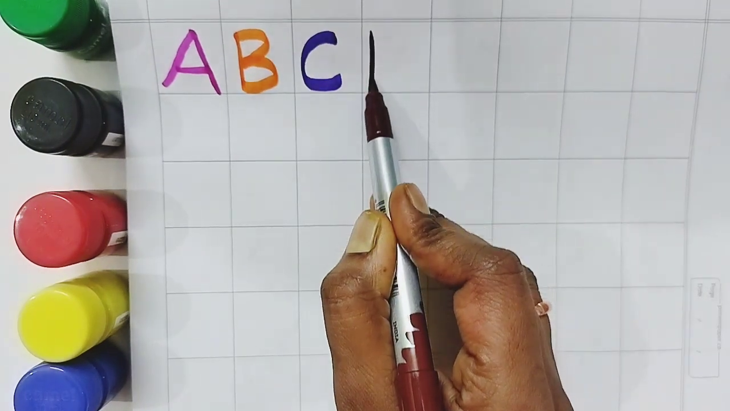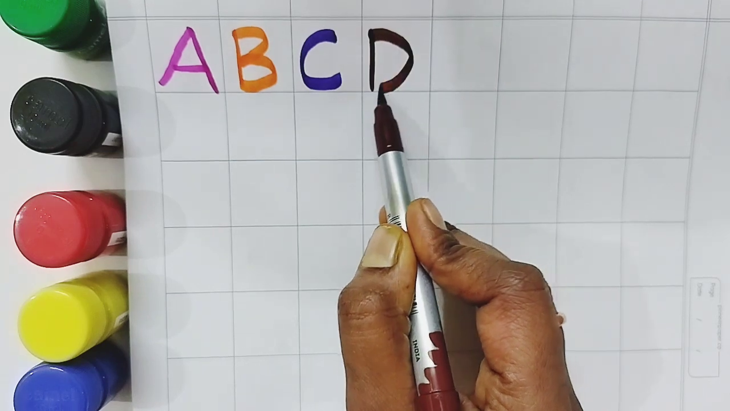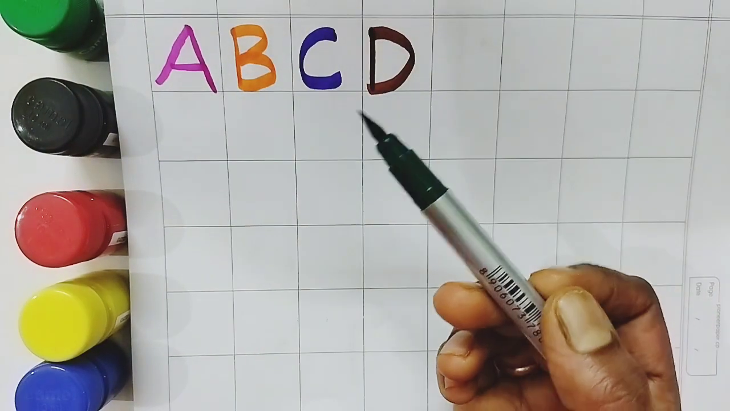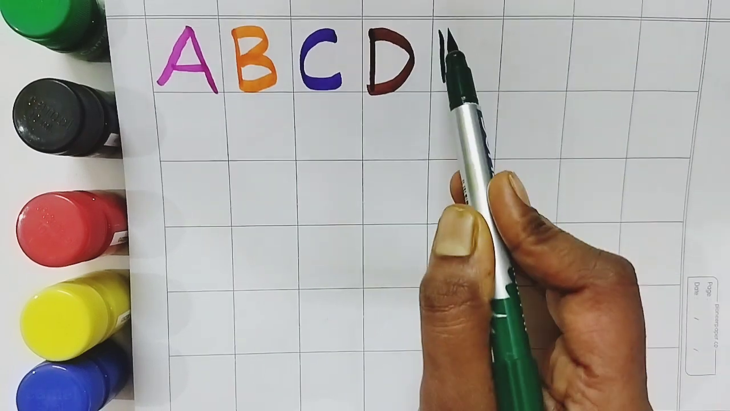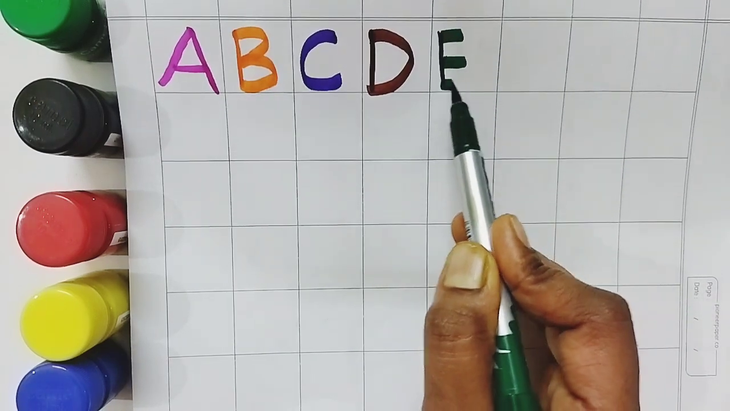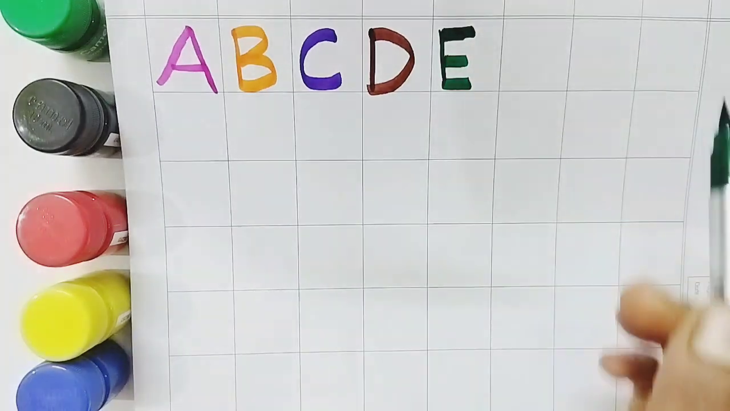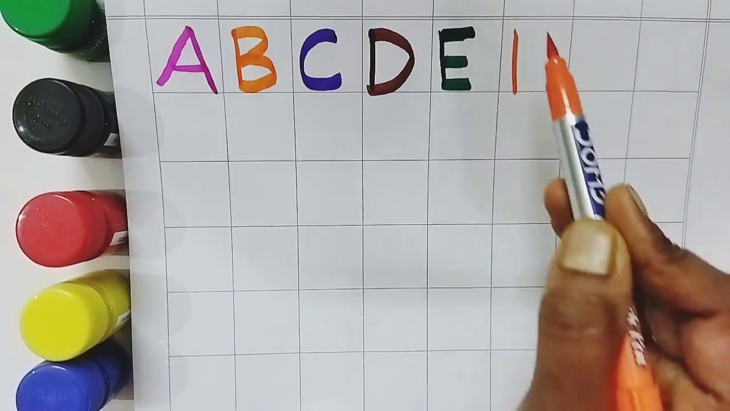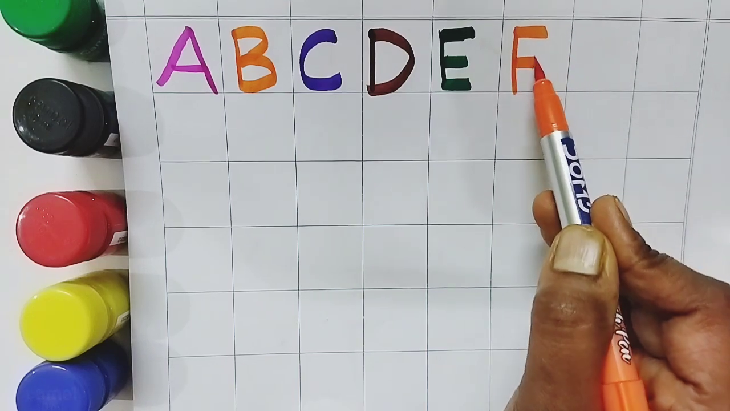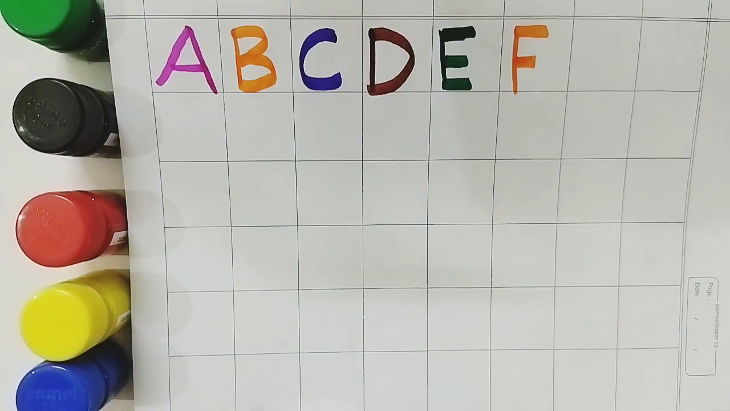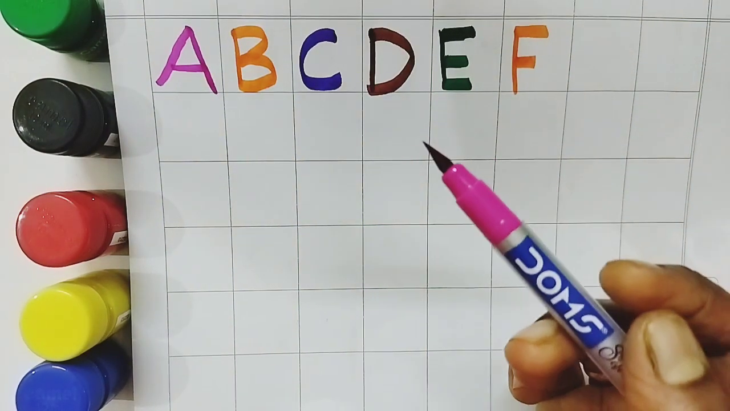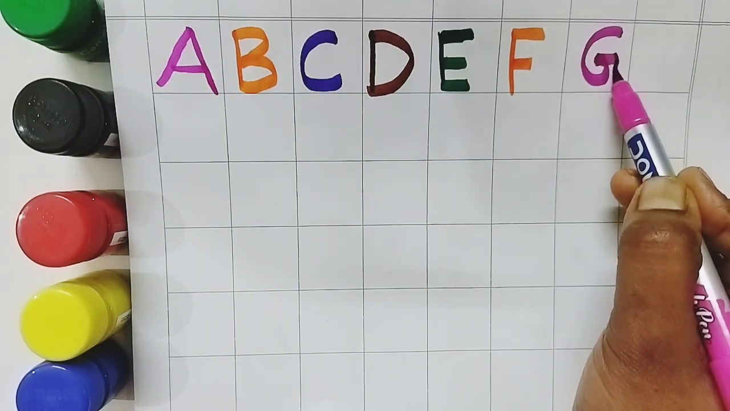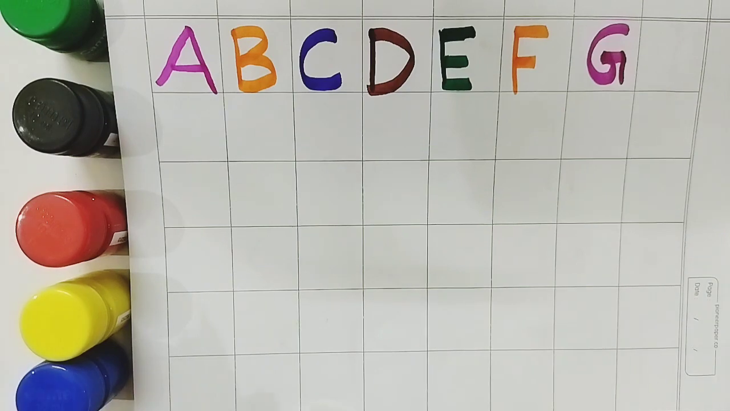Brown color. D. D for dog. Green color, E. E for elephant. Orange color, F. F for fish. Pink color, G. G for grapes.